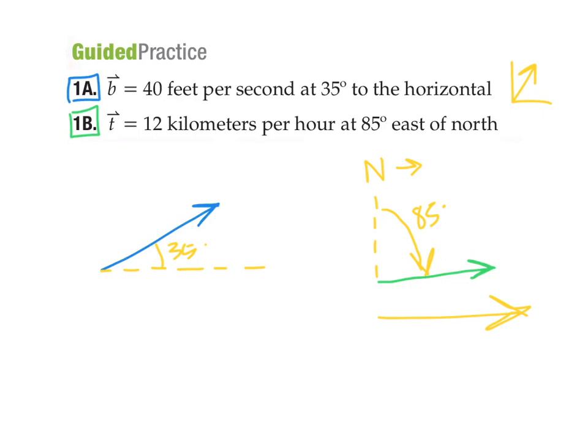The degree part, the direction part of the vector, that's really the most important part to make sure you're drawing accurately, because the magnitude, you can literally just label it and say, oh look, that's 40 feet per second, or oh, that's 12 kilometers per hour. And that's what I've done for both of these. I'm going to say that my first vector, the magnitude is 40 feet per second, and the second vector, the magnitude is 12 kilometers per hour. As long as yours look kind of similar to this, great job.